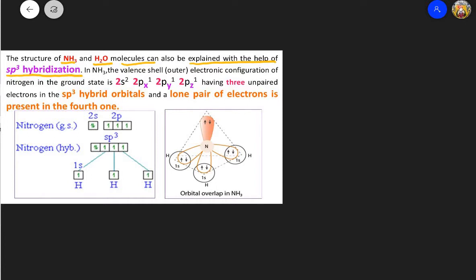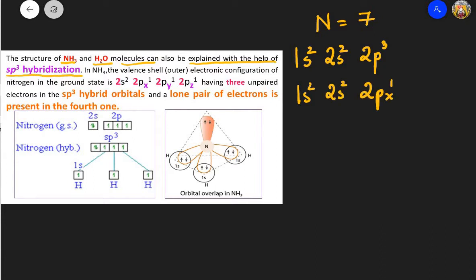In ammonia, the central atom is nitrogen and whose atomic number is 7. So therefore we can write the electronic configuration as 1s2, then 2s2 and 2p3. But this 2p3 we can write in the next format, I will make you clear: 1s2, 2s2, 2px1, 2py1 and 2pz1, right? So the valence shell is nothing but this part, that is 2s and 2p.